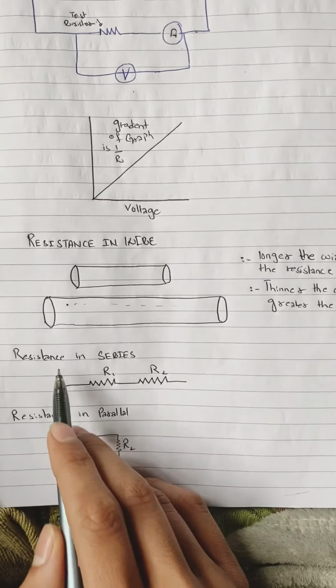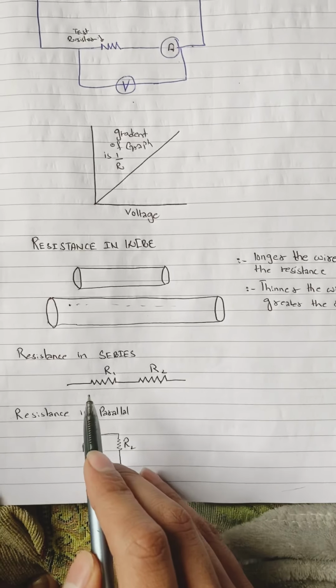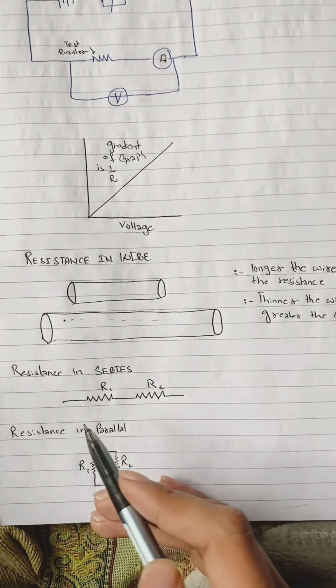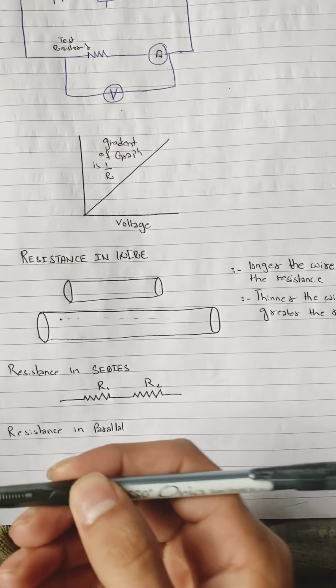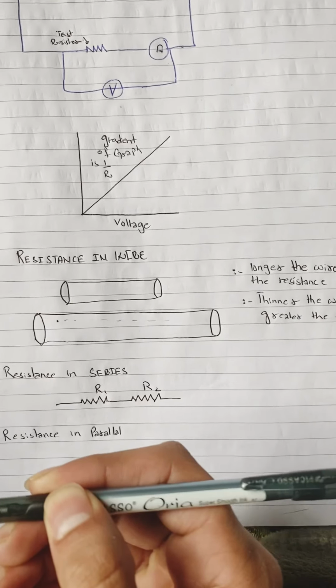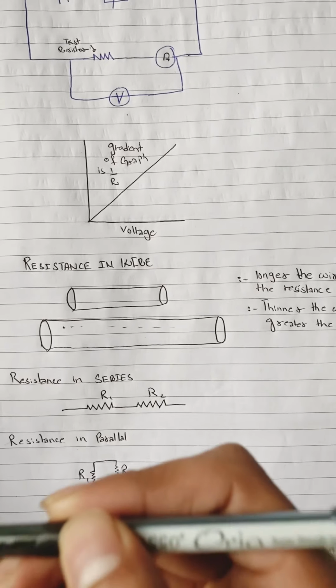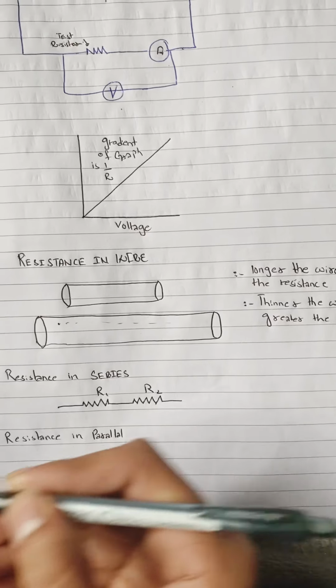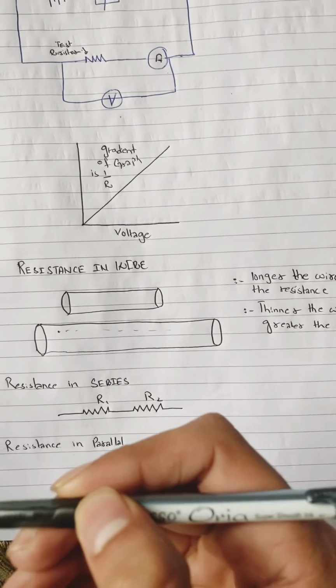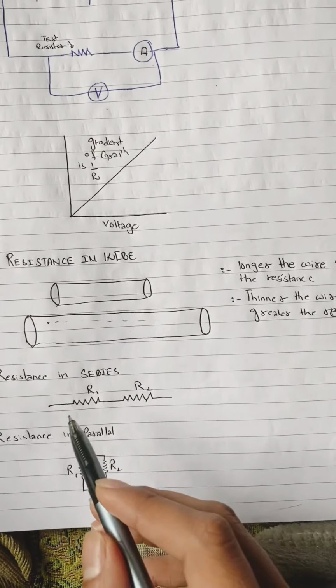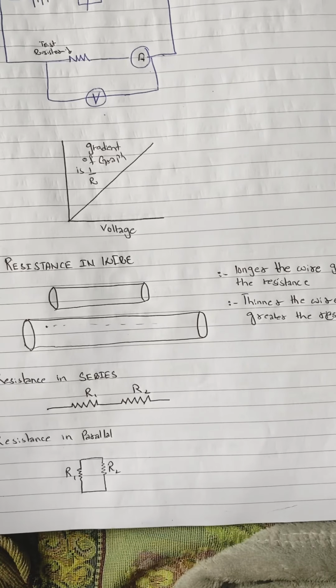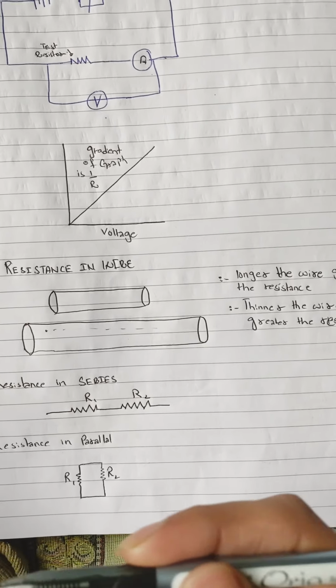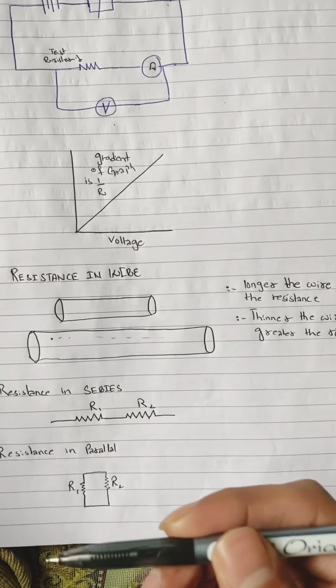Now resistance in series. You have two resistors in series. There is only one way for the current to go, in the same direction, with no interruption. So R1 and R2: the electricity goes through the first resistor and then into the second.